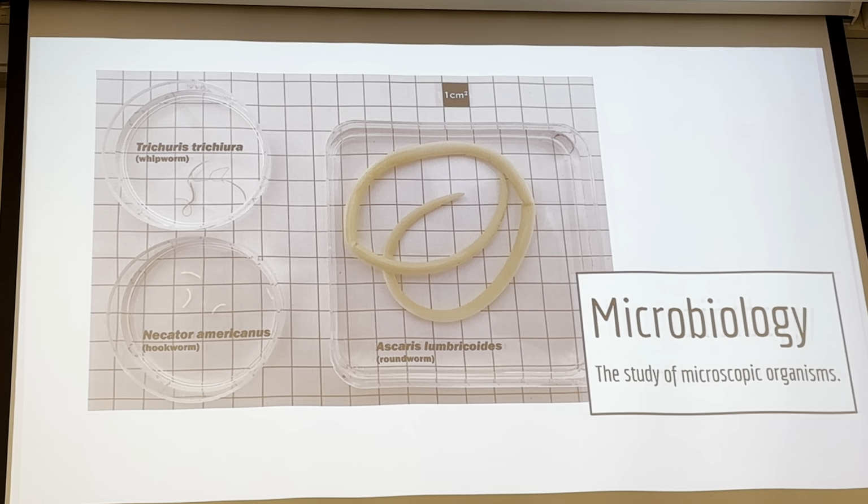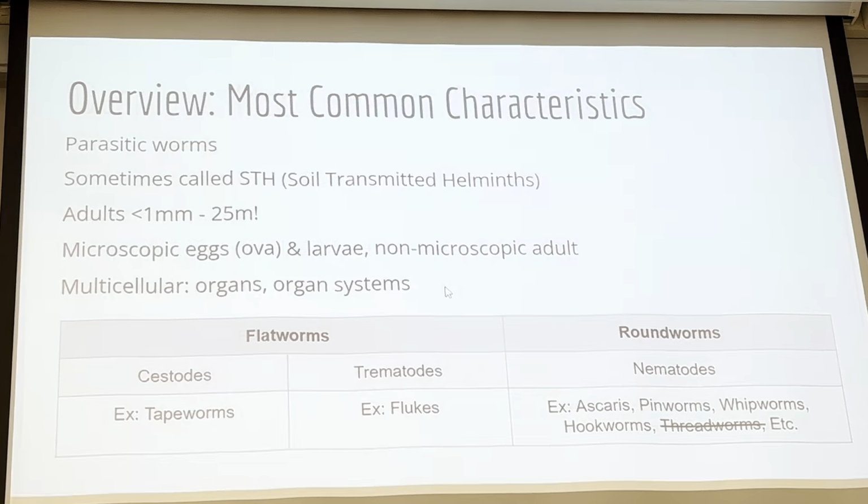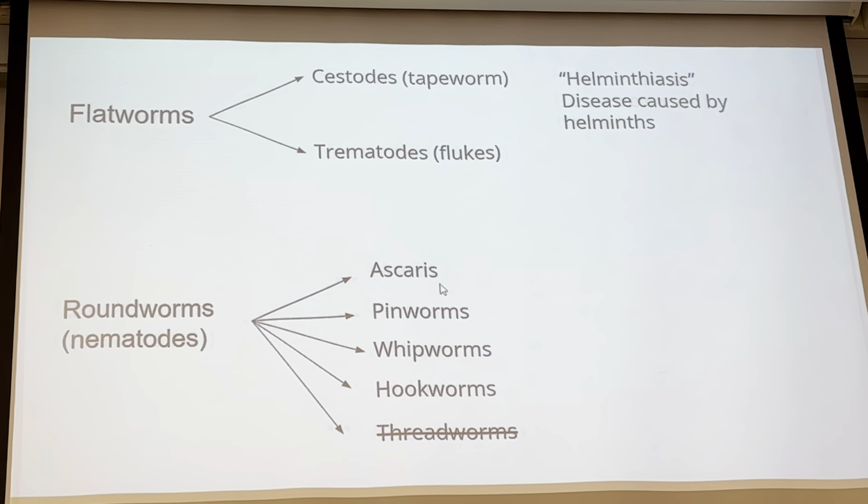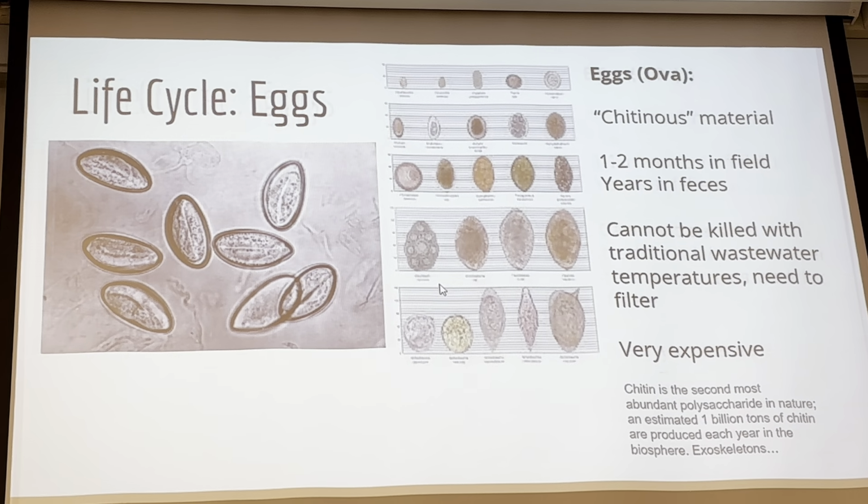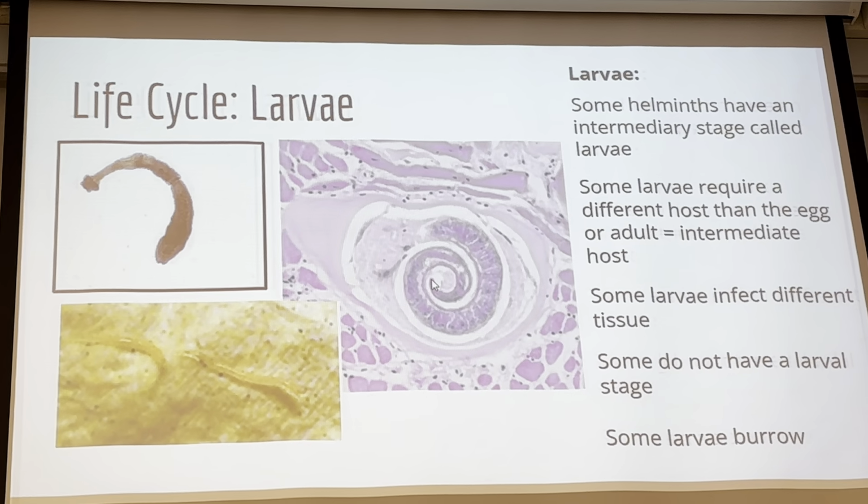Okay. So here's an Ascaris. That's what they're talking about. Ascaris is the roundworm, which are also called nematodes. Okay, so here are the eggs. This is why we do an ova and parasite test. We look for ova and we look for parasites, which are protozoa. Okay, so now we have this new life cycle called a larvae. And we worry about this life cycle a lot.